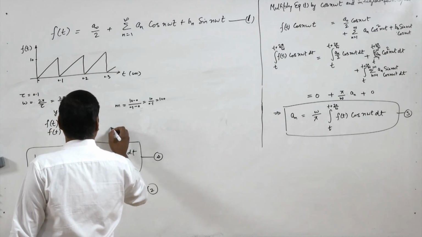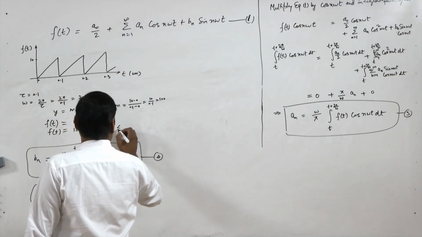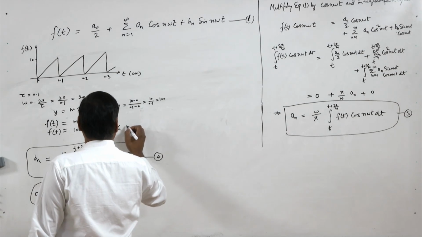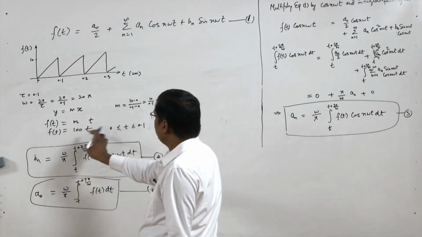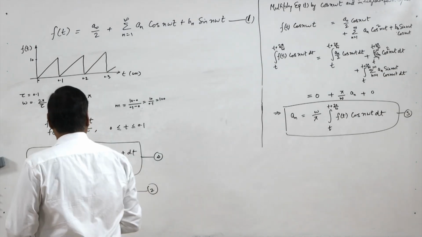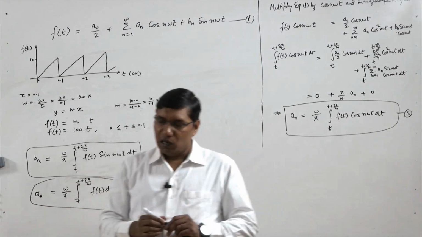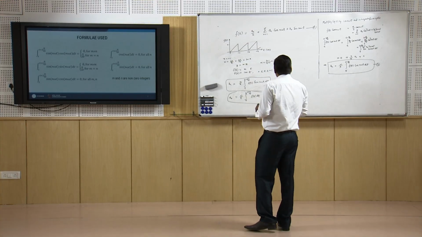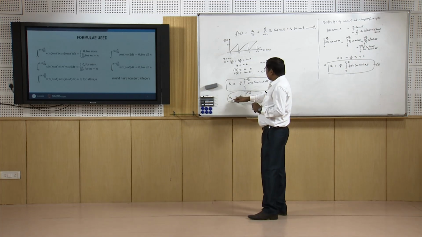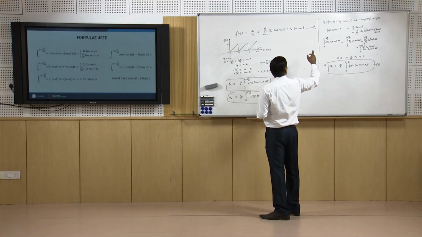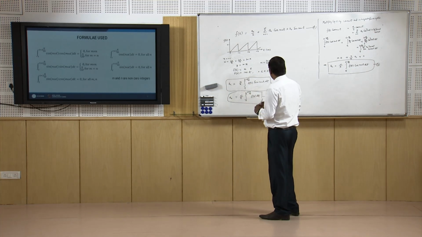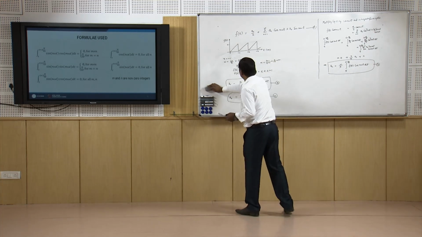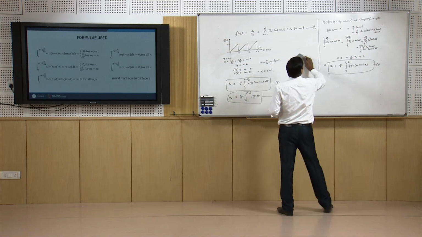We say it is for 0 less than or equal to t less than or equal to 0.1. So the complete cycle is defined as f(t) equal to 100t. So we got f(t). Now our objective is to find a0, an and bn. So we will put this value of f(t) in this formula and compute. So let's do it.